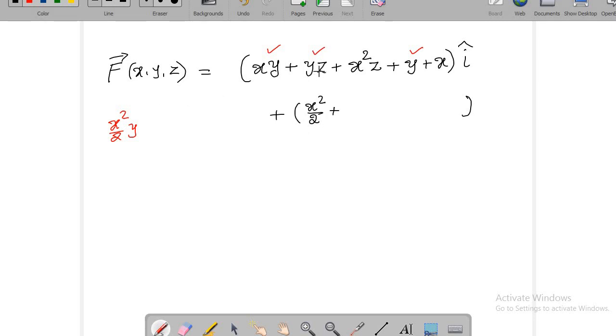Plus, next I have y into z. When you integrate with respect to x, you get xyz. So when you differentiate with y, you will get xz. Therefore I should have x into z here. Plus, next I have y here. So let me write y. When I integrate with respect to x, I get x into y. Now what is its derivative with respect to y? That is x. So I get x. Okay, so now this takes care of all terms which came here.